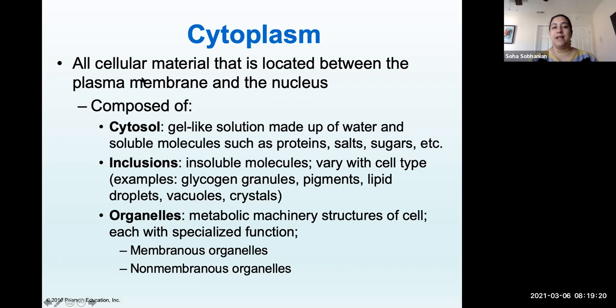Now, inside this cytosol, inside this gel-like material, I have things called inclusions, which are molecules that are floating inside the cell. Your cell needs them to survive. These are things like glycogen, which is basically carbs, pigments in terms of color pigments, lipid droplets, which are basically fat, vacuoles, which are usually filled with fluid, and then crystals, which are not really common, but they can be seen in some cells.